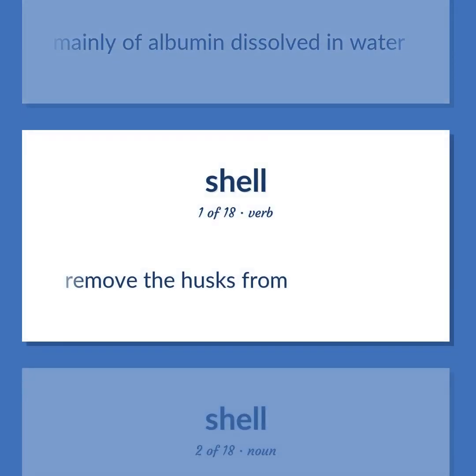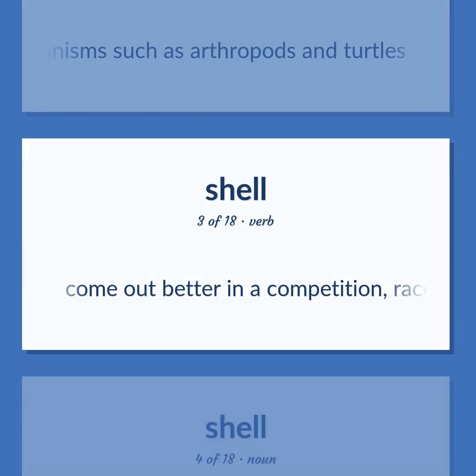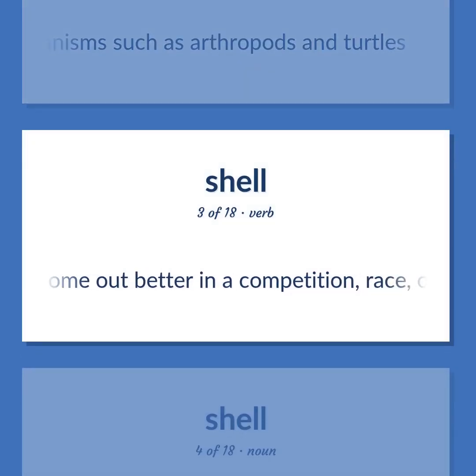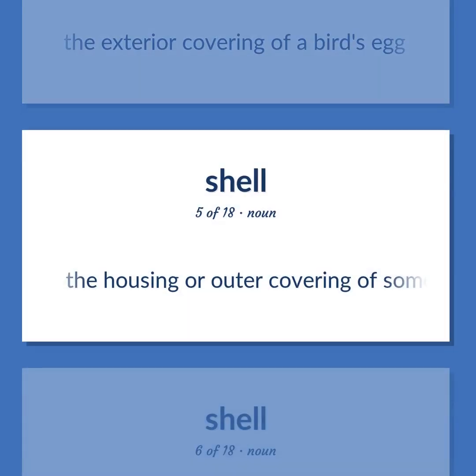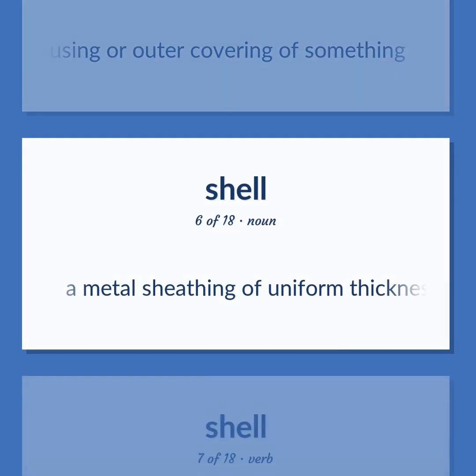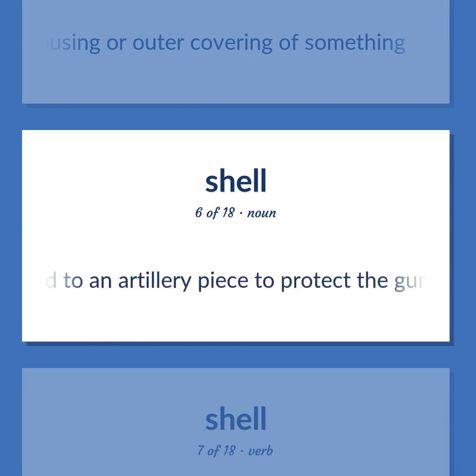Remove the husks from. Hard outer covering or case of certain organisms such as arthropods and turtles. Come out better in a competition, race, or conflict. The exterior covering of a bird's egg. The housing or outer covering of something. A metal sheathing of uniform thickness, such as the shield attached to an artillery piece to protect the gunners.